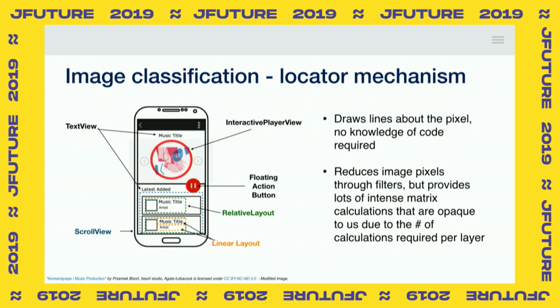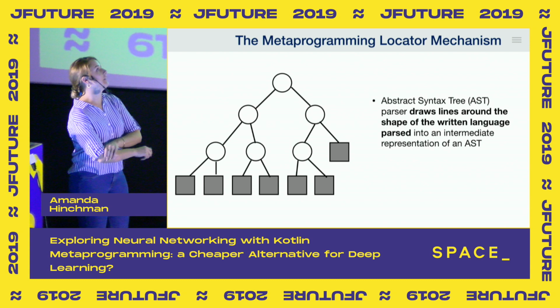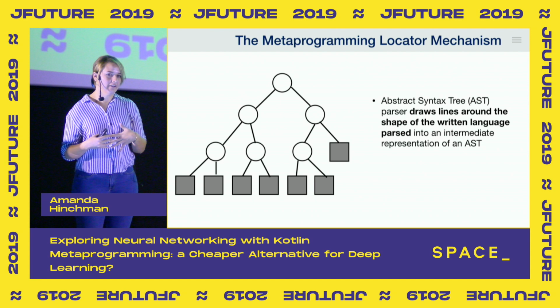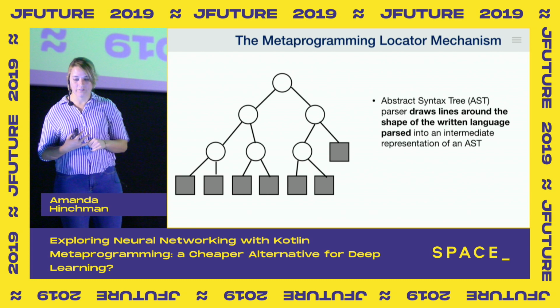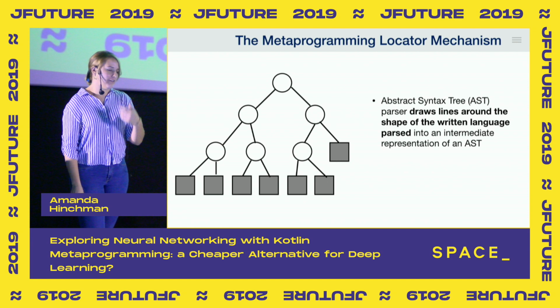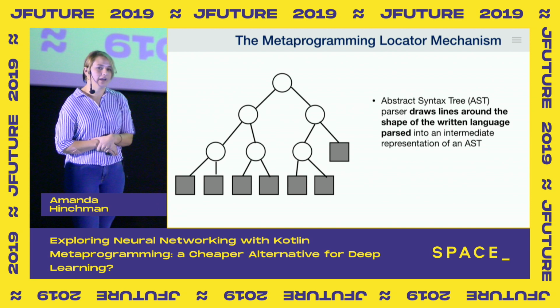Okay, now we're gonna compare what we just saw with the metaprogramming locator mechanism. This is something that I came up with in my own project, and it's actually kind of funny because I ended up using abstract syntax trees to draw lines around the shape of the written language parsed. I actually gave a talk earlier today talking about AST parsing and how it got me into my new job, and now I'm working on Arrow Meta and the Kotlin compiler, because really the abstract syntax tree can be grabbed from early stages in the Kotlin compiler.